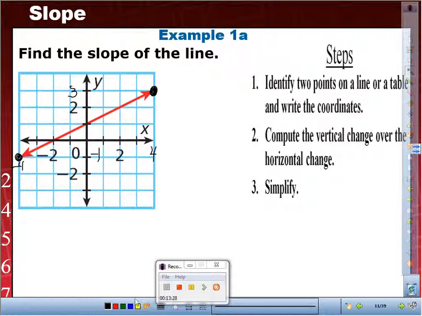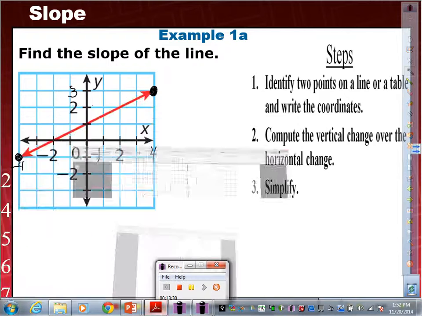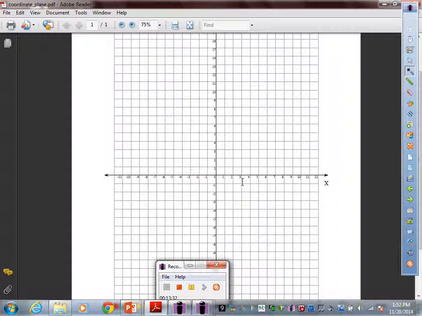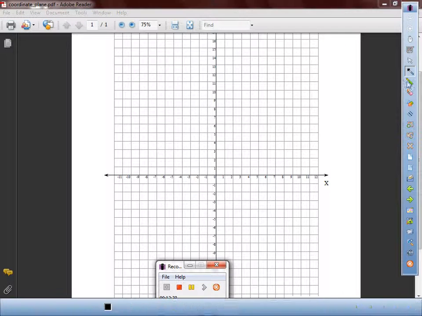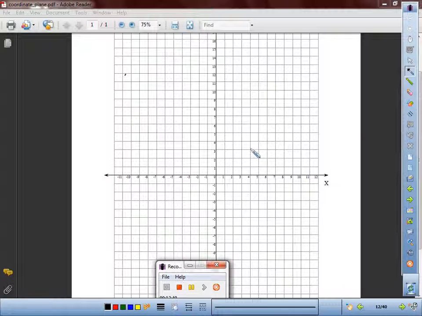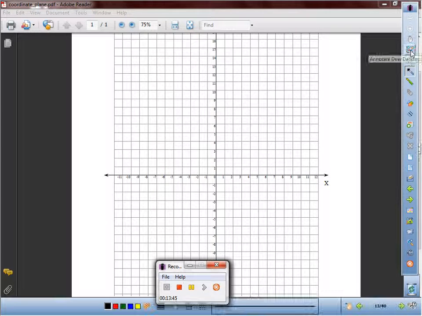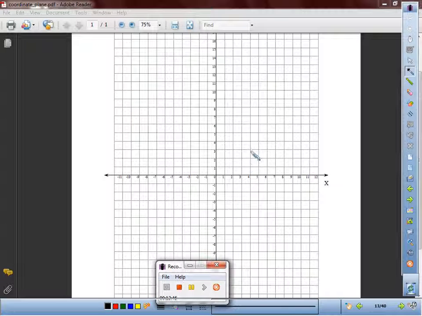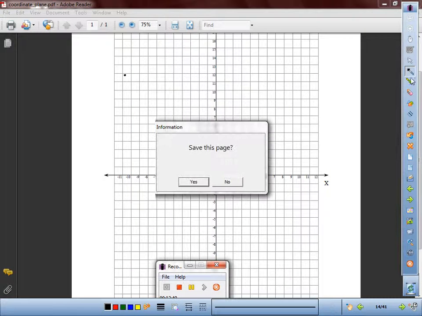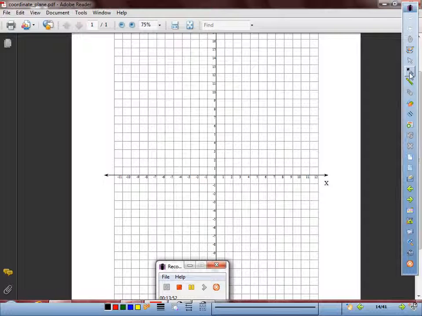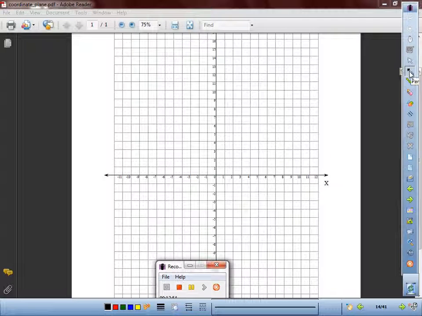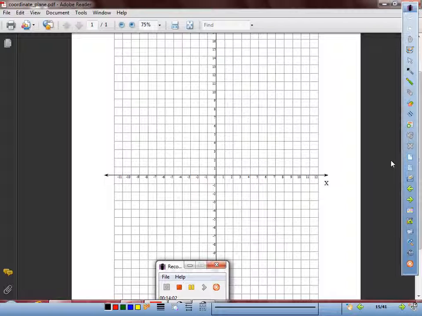So, for those of you that don't see it, let me get my coordinate plane, the bigger one. Here we go. I'm going to place a point here. Okay, let's see. What does it keep doing? I don't know. All right.